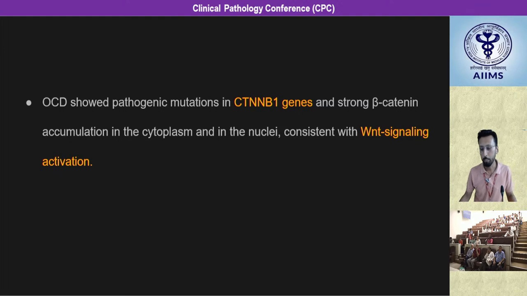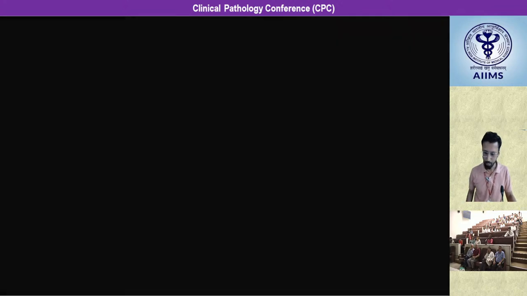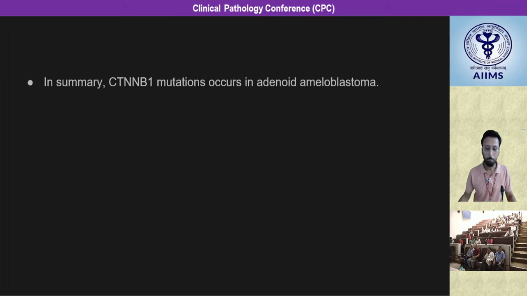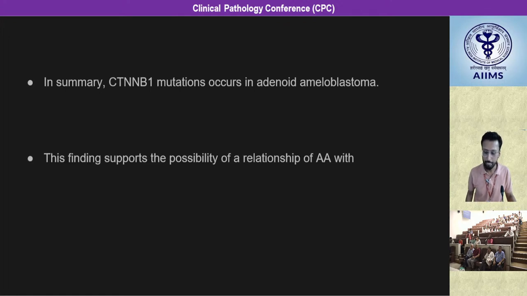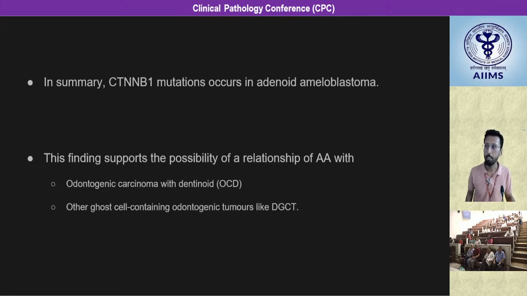Now, OCD shows pathogenic mutations in CTNNB1 genes and strong beta-catenin accumulation in the nuclei, consistent with the WNT signaling pathway. So, in summary, CTNNB1 mutations occur in adenoid ameloblastomas, and these findings support the possibility of a relationship of AA with odontogenic carcinoma with dentinoid and other tumors containing ghost cells like DGCT.